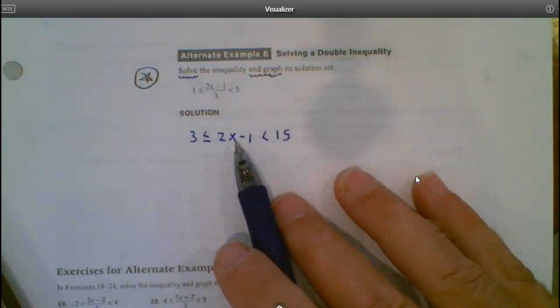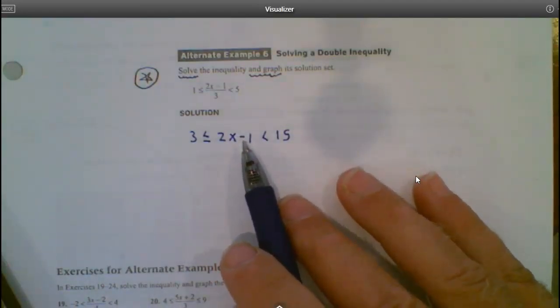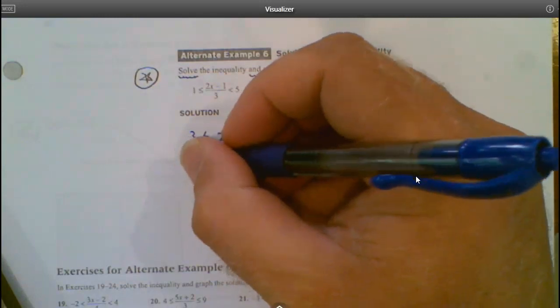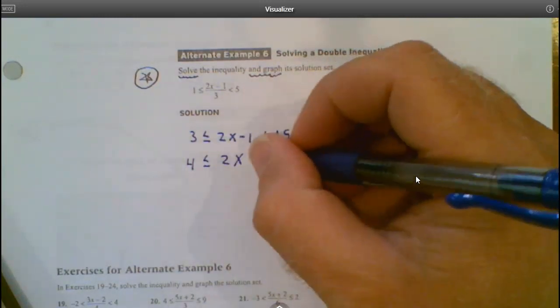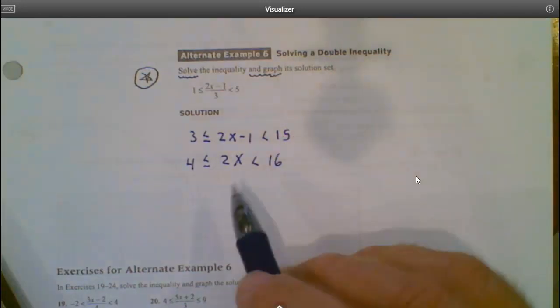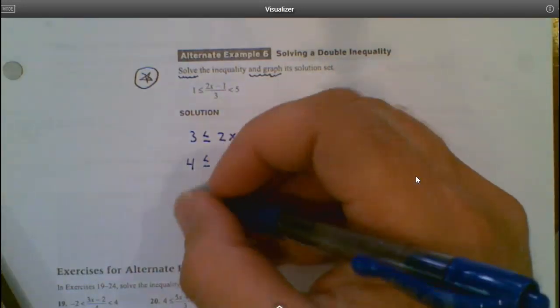So it should look like this. Again, just trying to isolate the x, so we would add 1 to both sides. So I'm going to add 1 to everything. And then divide everything by 2.